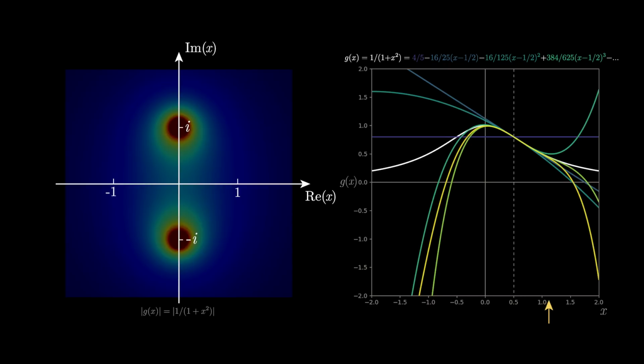But where exactly does it diverge? What Cauchy is telling us here is that the radius of convergence is exactly the distance between x equals 1/2 and our nearest singularity on the complex plane. In this case, x equals i. This distance comes out to the square root of 1 squared plus 1/2 squared, so the square root of 5 over 4, about 1.118. In general, we can write the radius of convergence of our function as r equals the square root of 1 plus k squared, where k is the center of our expansion.